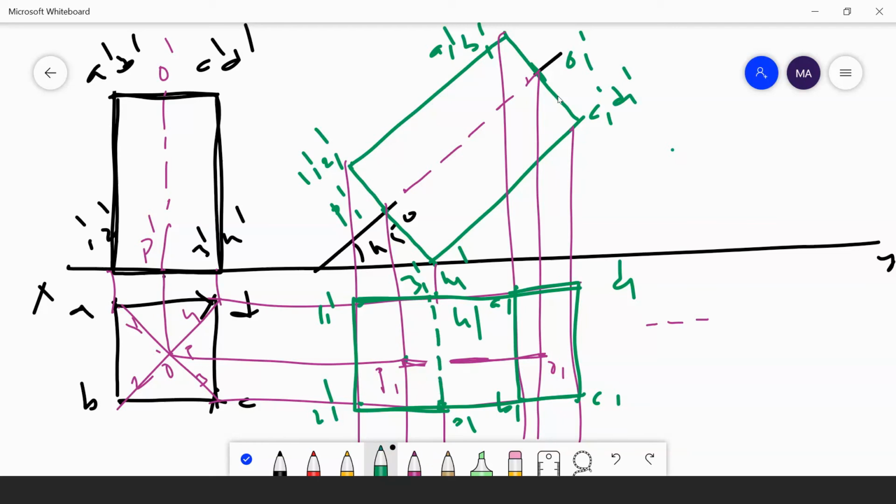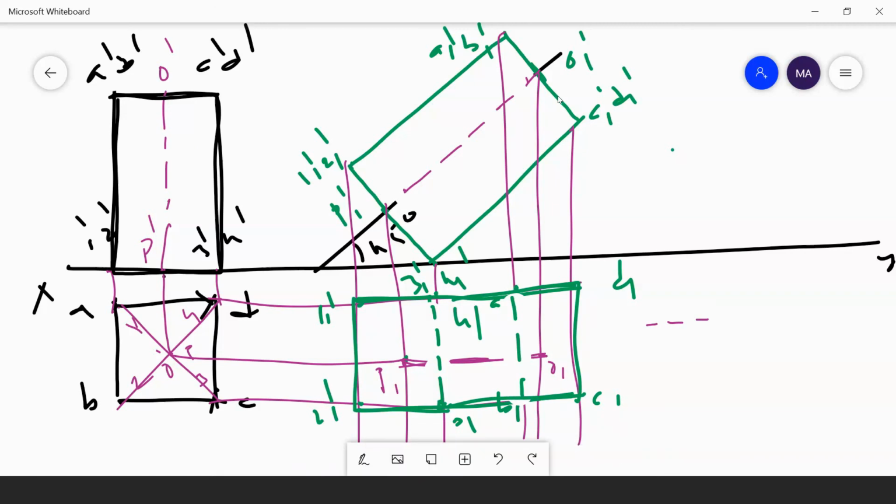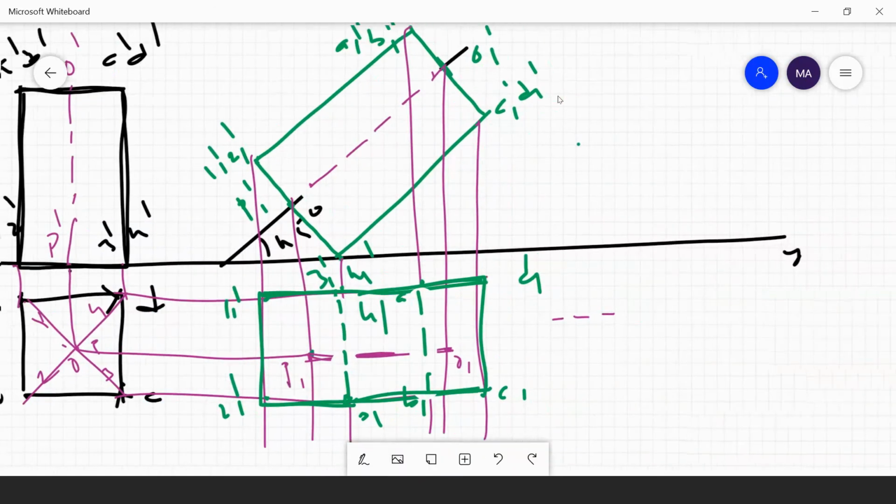Understand? This line is visible and this is also a hidden line. I am drawing with a dotted line. These are all visible lines. Understand? Okay, this is one view. Next we are going to the next view.